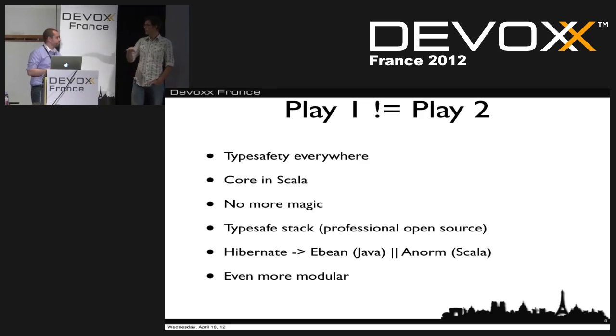On Play 2, no more magic. That's true. Sorry. So Play 1 had a lot of magic behind the scenes. It was doing all these magical, wonderful things for you. But the challenge with that is that when the magic didn't work for some reason, it could be hard to figure out why the magic stopped working. It's like when Harry Potter's wand stopped working. It's like, why is my wand not working? And it is kind of hard to dig into that.